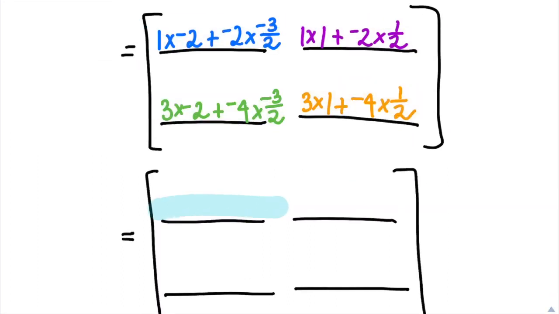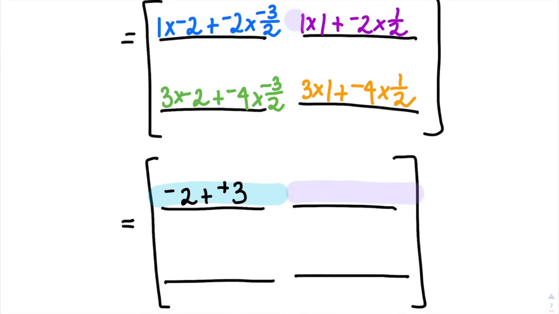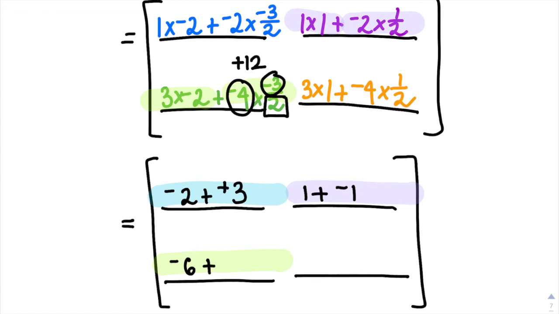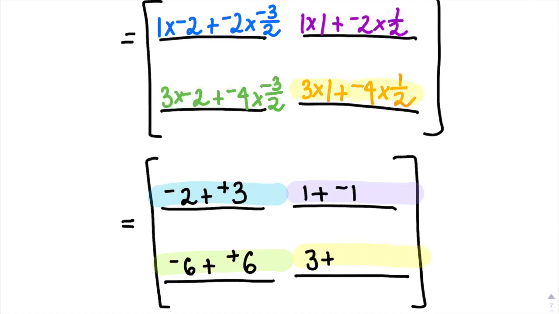Let's simplify. 1 times -2 gives -2, plus -2 times -3 on 2 gives +3, as the two negatives give us a positive and the 2's cancel. For this element in the first row, second column, we have 1 times 1, which gives 1, plus -2 times 1/2, which gives us -1. For the element in the second row, first column, we have 3 times -2 gives -6, plus -4 times -3 on 2. Well, -4 times -3 gives +12, and we have that all over 2. That can cancel down to give us +6. For our final element, we have 3 ones are 3, plus -4 times 1/2 is -2.